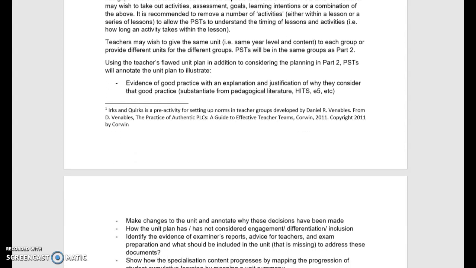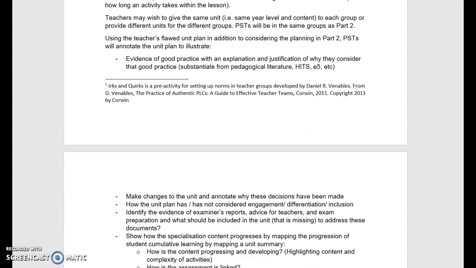You need to consider evidence of good practice. So you will discuss with your group where you see good practice and annotate that on the unit plan to show that you understand where good practice is evident. So you'll give a brief explanation and justification of why you consider that good evidence. You could use pedagogical literature, you could use the HITs, the E5, etc., to help substantiate your statement.